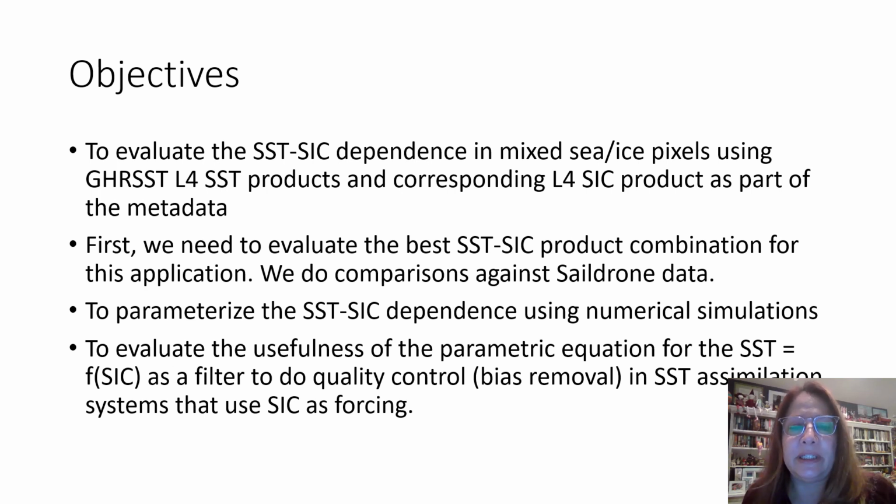So the first thing we needed to do was to evaluate what was the best SST sea ice concentration product combination for this application, and we did this by comparing against Saildrone data. The next thing we're going to see is the parametrization of the SST sea ice concentration dependence using a numerical simulation. And the last part, we're going to evaluate that simulation as a quality control in SST analyses that use sea ice concentration as forcing.